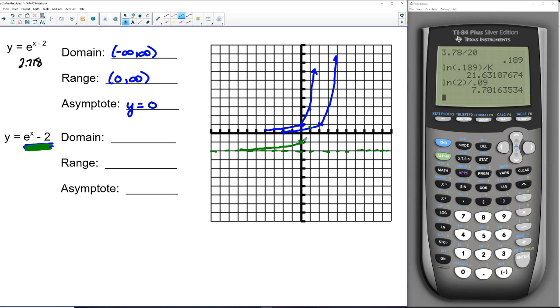How about right about there? And then it goes up very quickly. The domain, again, is negative infinity to infinity. The range now is negative 2 to infinity. And the asymptote is at y equals negative 2.